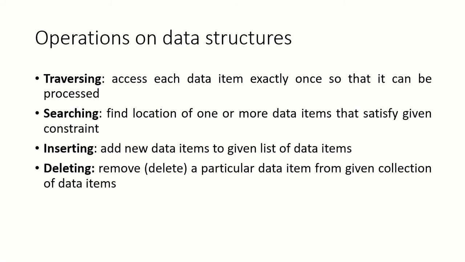We have seen how data structures can be classified into primitive and non-primitive data structures, and how non-primitive data structures can be further classified into linear and non-linear data structures. So what are the operations that can be performed on these data structures? One of them is called traversing. Traversing means that we are accessing each data item exactly once so that it can be processed.